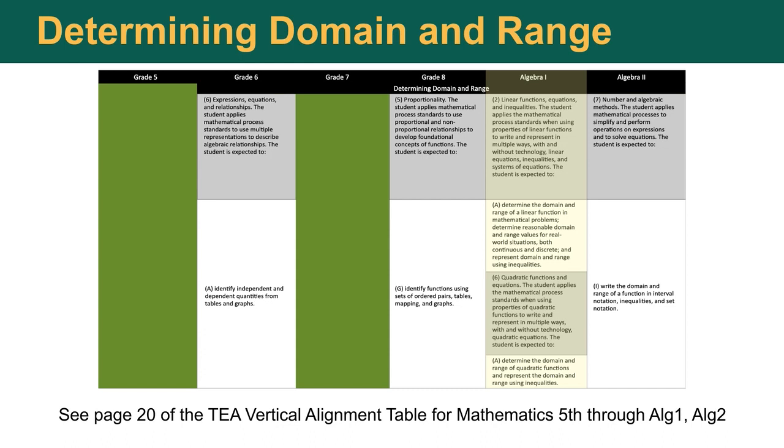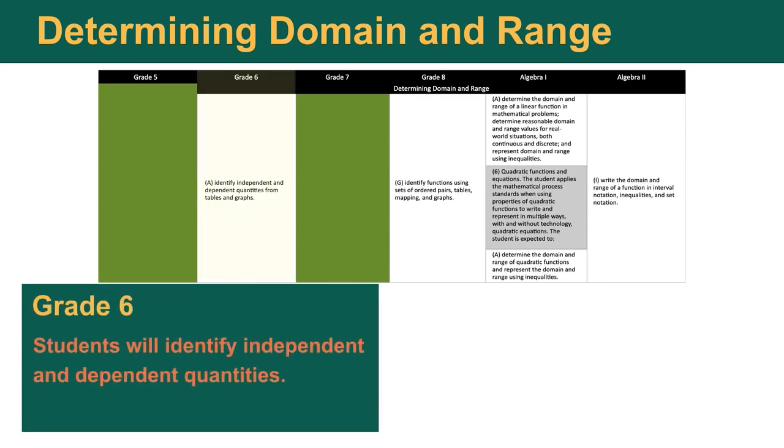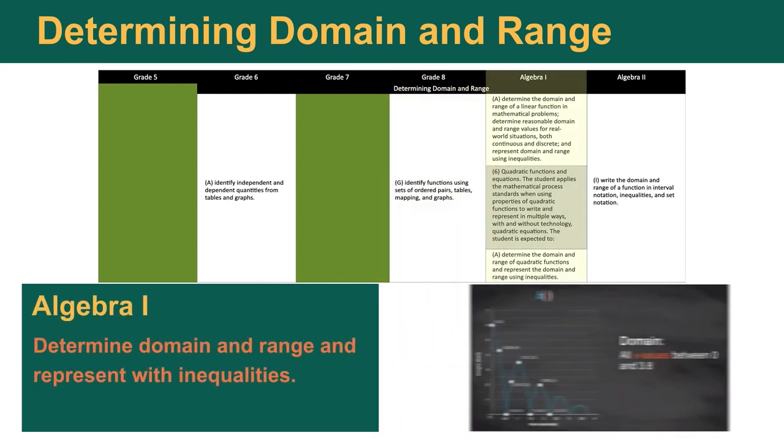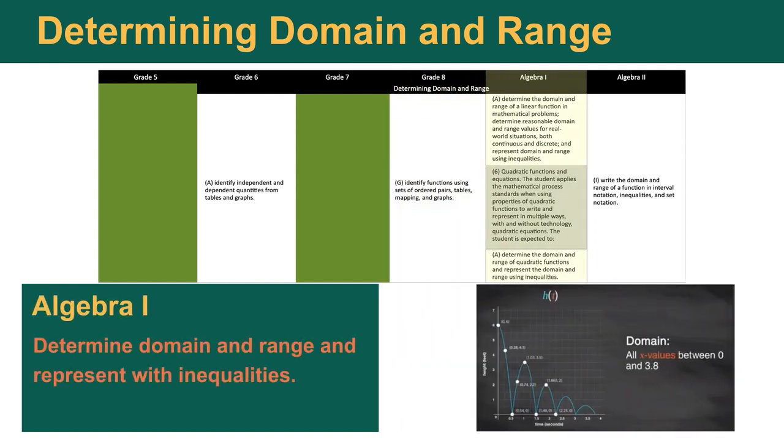Students learn concepts in 6th and 8th grade that prepare them for this topic. In 6th grade, students used tables and graphs to identify quantities that are independent and those that are dependent. In 8th grade, students were introduced to functions in their many forms: graphs, tables, mappings, and ordered pairs. The knowledge of functions and independent and dependent quantities helps students in Algebra 1 to determine the domain and range of linear functions and other real-world situations.